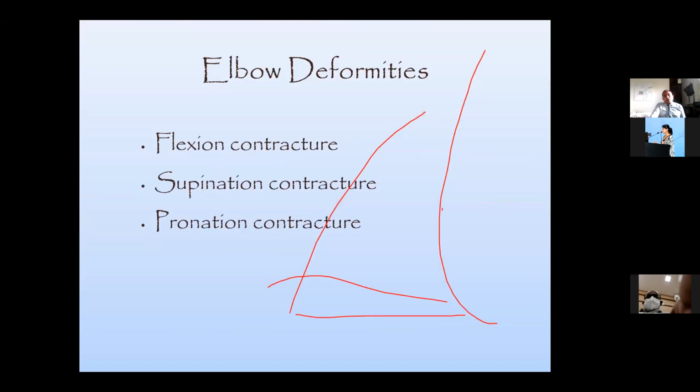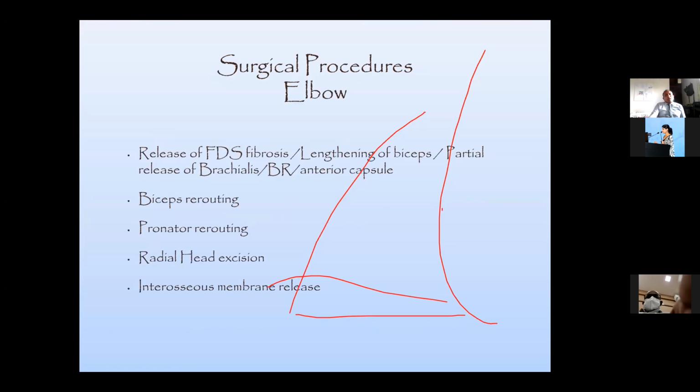In the elbow, I can get flexion contracture that is basically due to the growth spurt of the forearm, and supination contracture because of the imbalance of the supinators and pronators. Pronation contracture can also happen, but it's not very common. Especially for the flexion, we have to do release, lengthening of the biceps and partial release of brachialis and brachioradialis and anterior capsule.